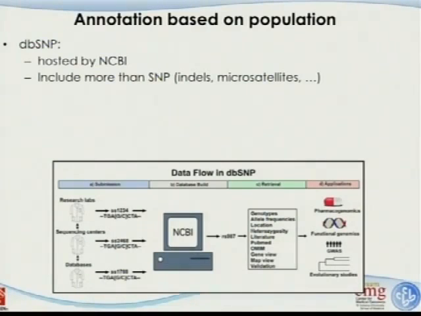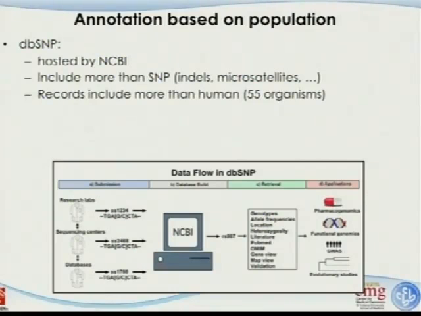So they were hosted by NCBI. It's called dbSNP, but it has information on more than SNPs. It has insertions, deletions, microsatellites, and a lot of other types of genetic variations. And the records include more than human. They actually have, so far, 55 different organisms. That's a lot of information to go through.